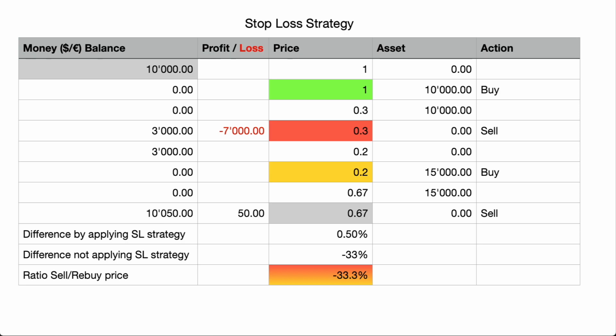So if the price keeps rising to 67 cents, you could sell at no loss. If the price keeps rising back to $1 where you initially bought, you will make already $5,000 profit.